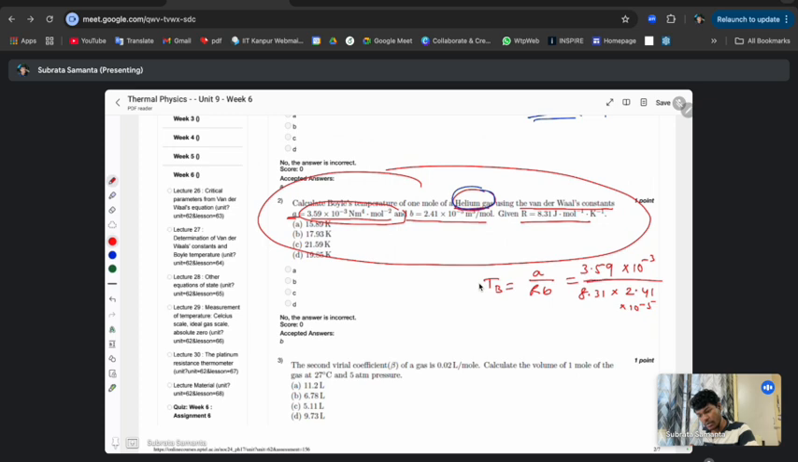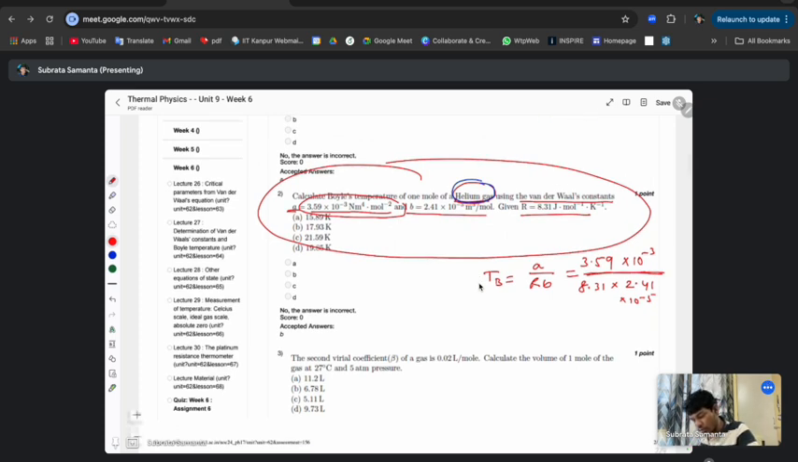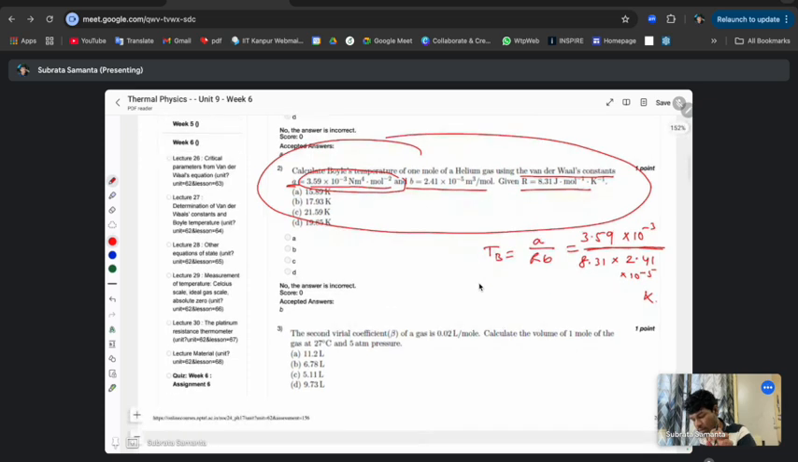So the denominator. Now if you check the units, this one is Newton meter squared per mole squared, this one is meter cubed per mole, and this one is joule per mole per Kelvin. Then this T_B, the unit is Kelvin. So all are in SI units, so there is no problem.